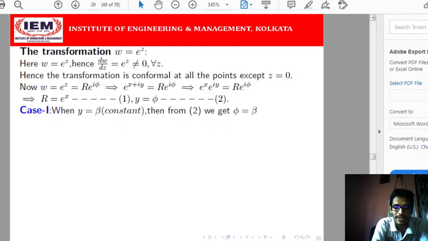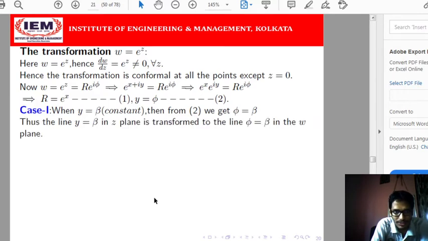Now we'll consider case 1. We are considering a straight line y equals beta, which is parallel to the x axis. If I take y equals beta, we will get phi equals beta. So that means y equals beta in the Z plane, a straight line, is transformed to the angle phi equals beta in the W plane.